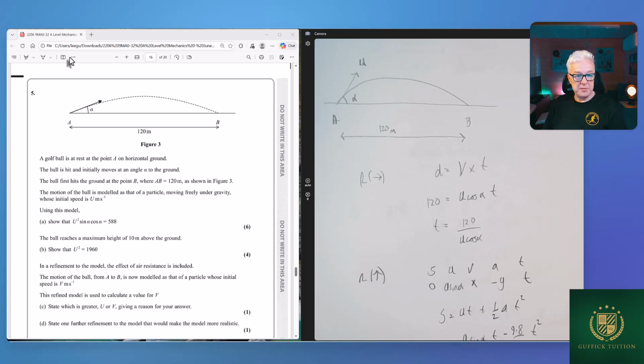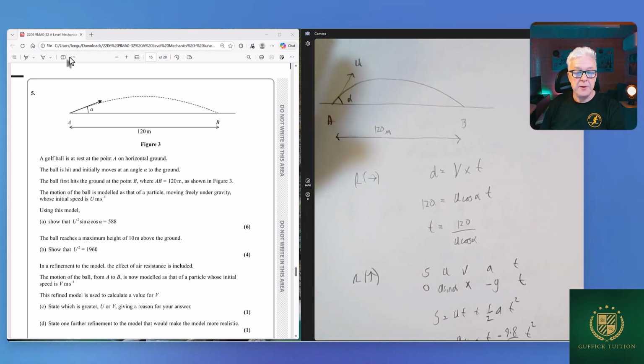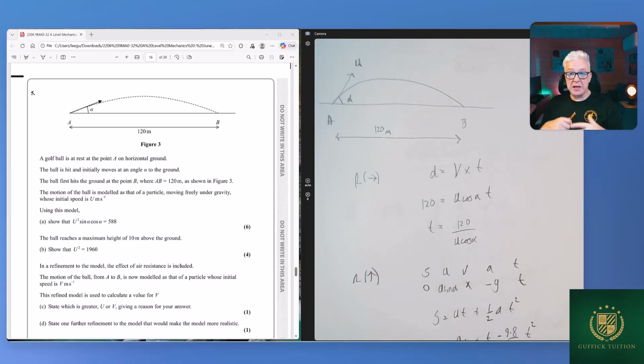The motion of the ball is modelled as that of a particle moving freely under gravity, whose initial speed is u meters per second. Using the model, show that u squared sine alpha cos alpha equals 588, and it's worth 6 marks. Okay. Now, when you get these kind of show that statements in projectile questions, the approach is you need to resolve horizontally, get an equation, resolve vertically, get another equation, and then very often you end up eliminating a variable, usually t, in order to get some kind of equation.